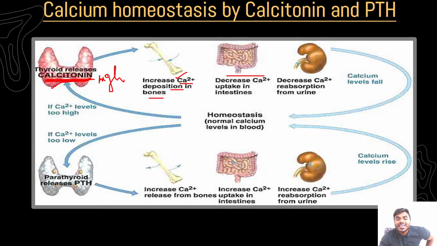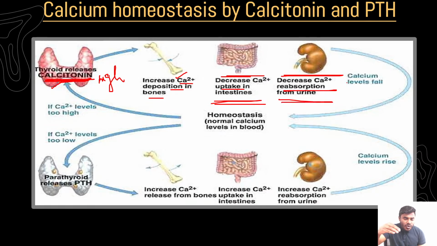We have to decrease the calcium uptake in the intestine, because whatever food we take contains calcium. Once the intestine takes up that calcium, it enters the blood and reaches all the areas. We have to stop that. We have to decrease the calcium uptake in the intestine. The next one, we have to decrease calcium reabsorption from urine.